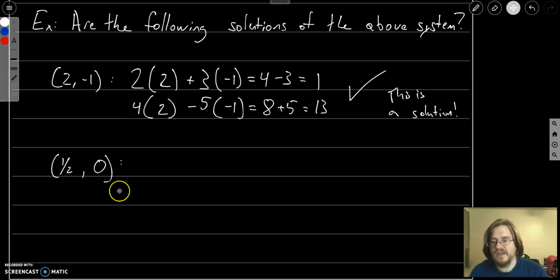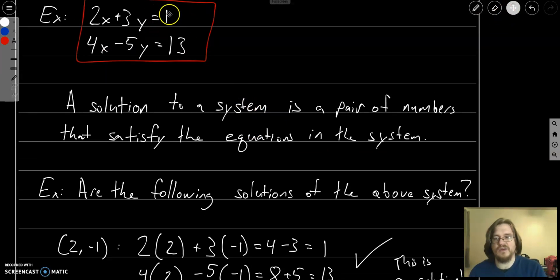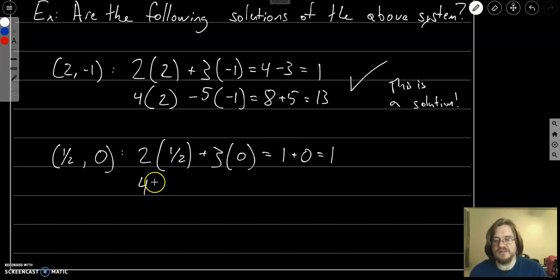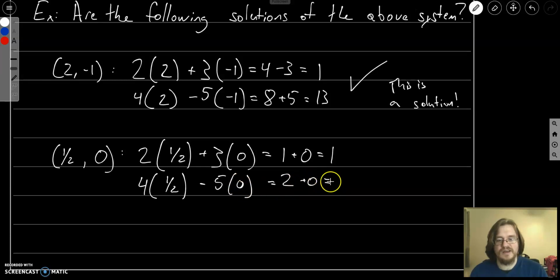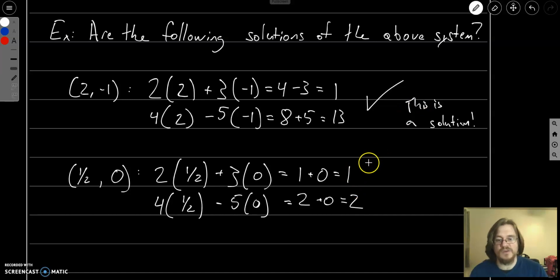Let's try another one: 1/2, 0. We can use fractions. So let's plug it into the first equation, which is 2 times x plus 3 times y. 2 times 1/2 is 1. 3 times 0 is 0, and 1 plus 0 is 1, which is exactly what our first equation should be. Let's look at the second equation. This is 4 times x, which we have as 1/2, minus 5 times y, which happens to be 0. 4 times 1/2 is 2, and negative 5 times 0 is just 0. So this will be 2. But the second equation was meant to equal 13. So even though it satisfied the first equation, it doesn't satisfy the second equation. So this is not a solution.